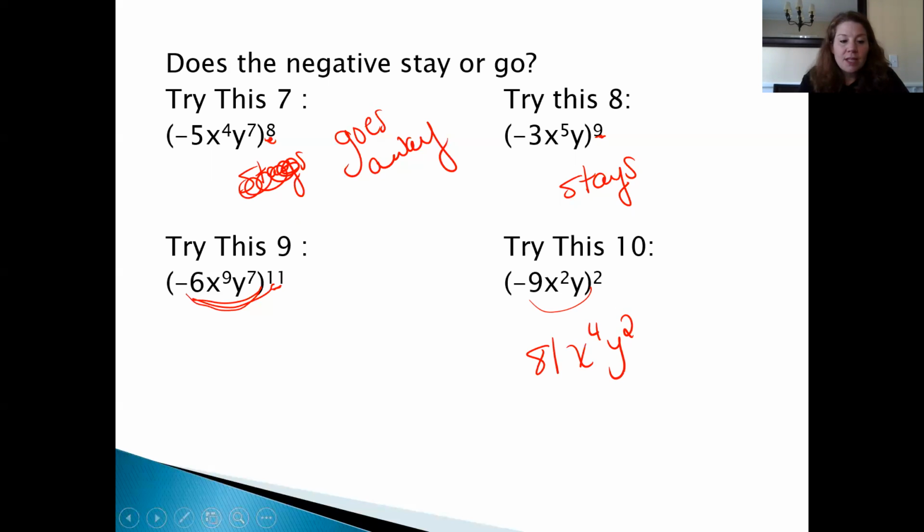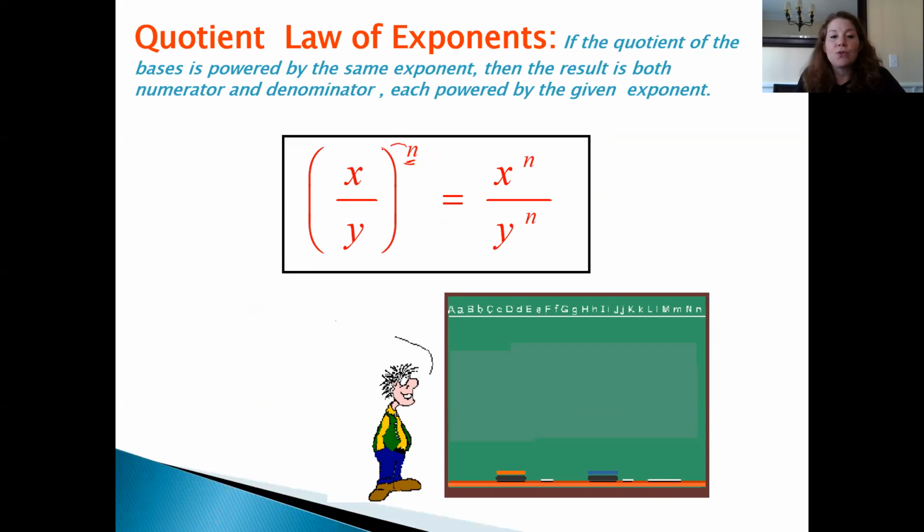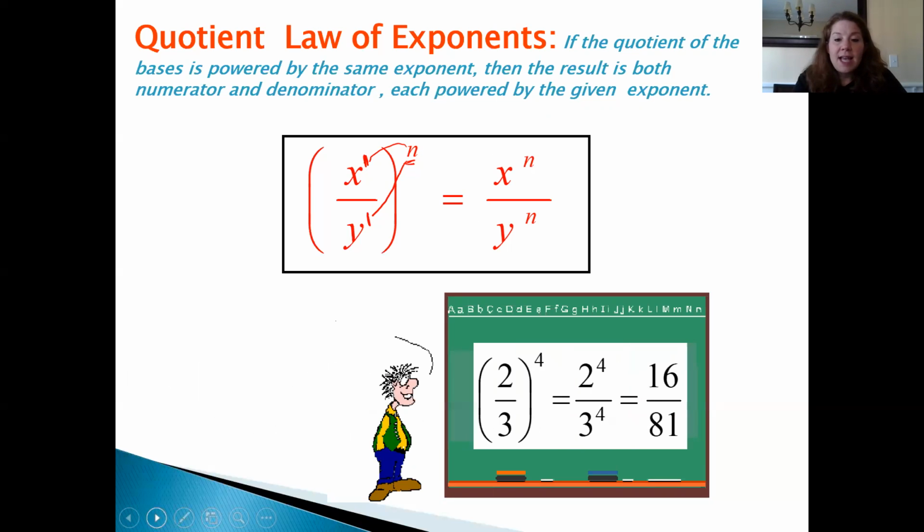Okie dokie. All right, now quotient law of exponents. So if you have something that looks like a fraction in parentheses raised to an exponent, you are going to distribute that exponent to everything inside. So here, think about this having an exponent of 1. 1 times n is n, and the y at the bottom is also raised to the n power. So what does it say? Yep, everything gets raised to the 4th power, the numerator and the denominator.